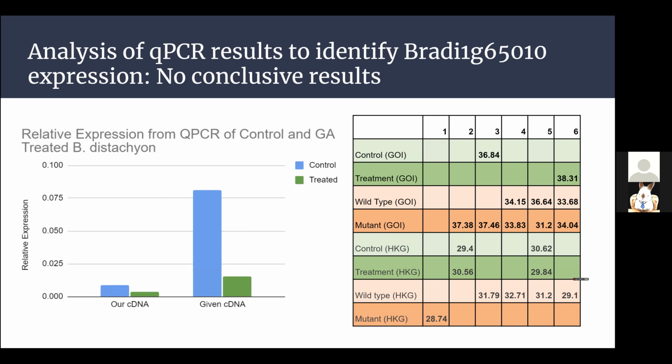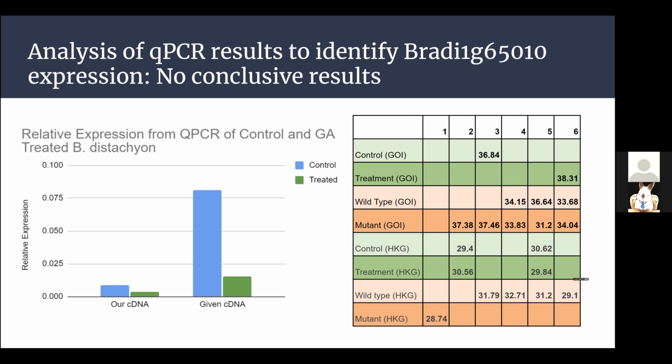So next we did an analysis of the qPCR results in order to identify our gene expression. And unfortunately, we didn't really get much results. And that's likely because our RNA extraction didn't go so well. But you can see that control and treatment are our samples, while the wild type and the mutant are the provided samples we received from Dr. Hazen. And we weren't really able to make any conclusive comparison between the gene of interest and the housekeeping genes just because there wasn't enough data.